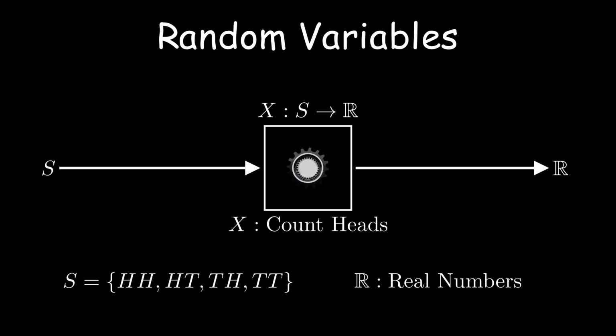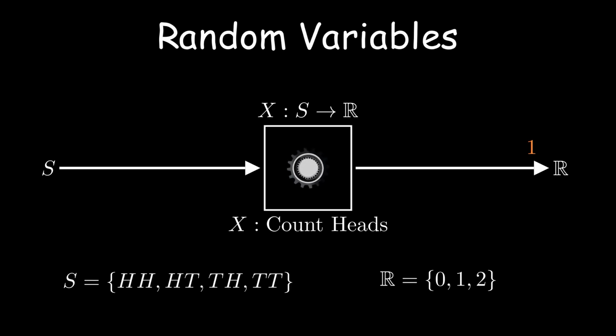of heads. So from our machine example, if HH is the outcome, X will produce 2 because there are 2 heads. If HT is the outcome, X will produce 1 because there is 1 head. Therefore, the output of X will be the set of real numbers 0, 1 and 2.